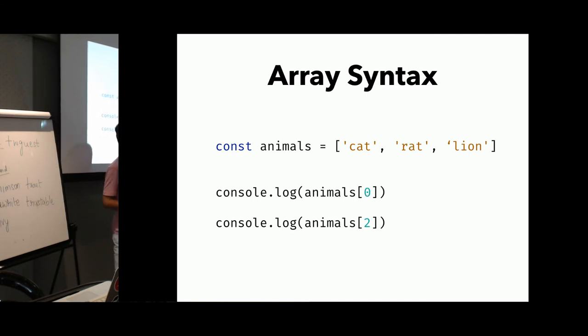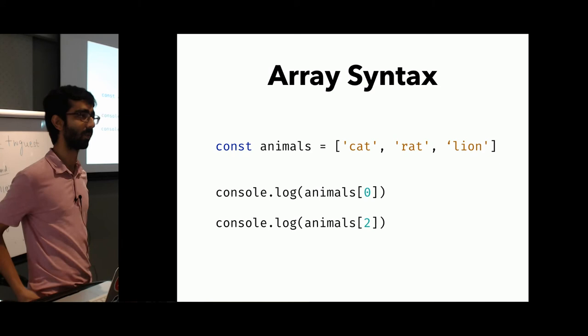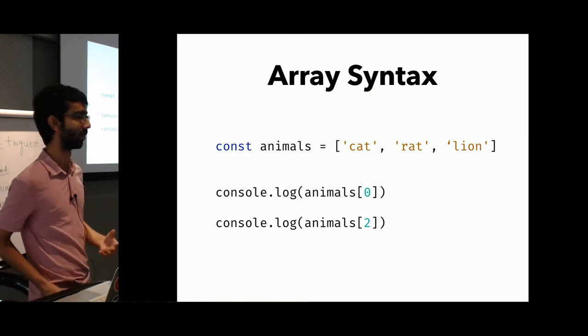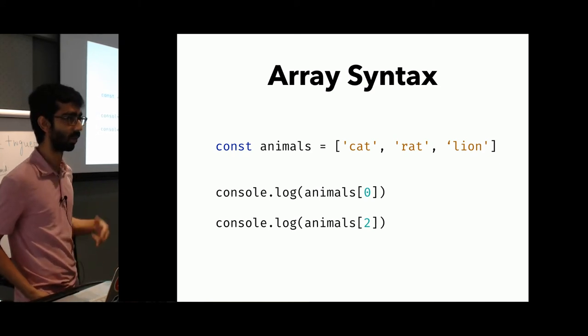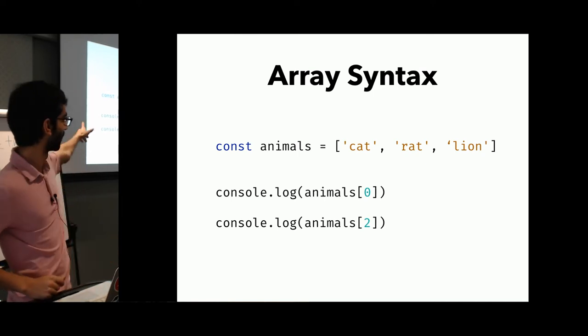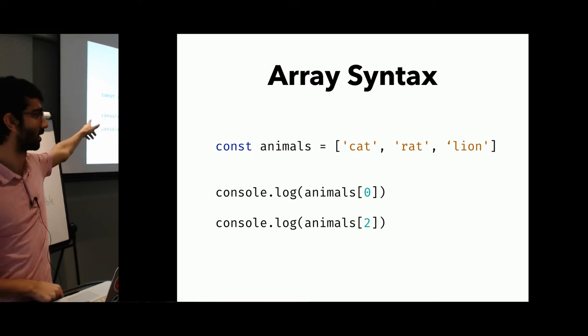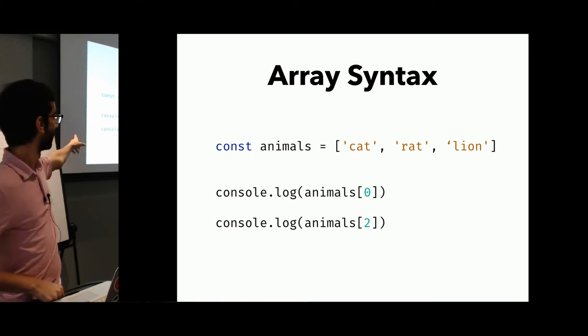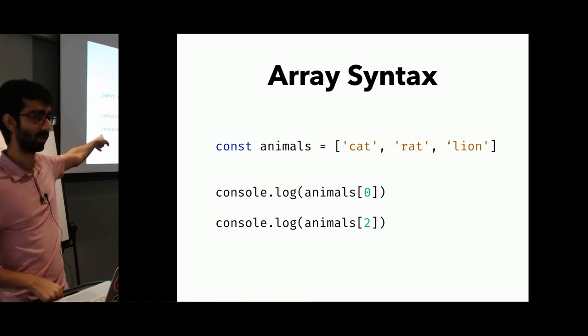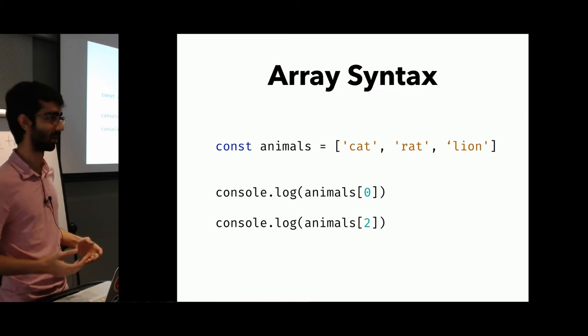And the number corresponds to which item you want, except that it starts with 0. So most of the time when we count, we start with 1. For JavaScript and actually quite a lot of programming languages, they always start counting at 0. So 0 is the first thing, 1 is the second thing, 2 is the third thing. So what will this print out? The first line will show cat, because that's the 0th or the first element. And the last line will print out lion, because 2 means the third item, which is lion.